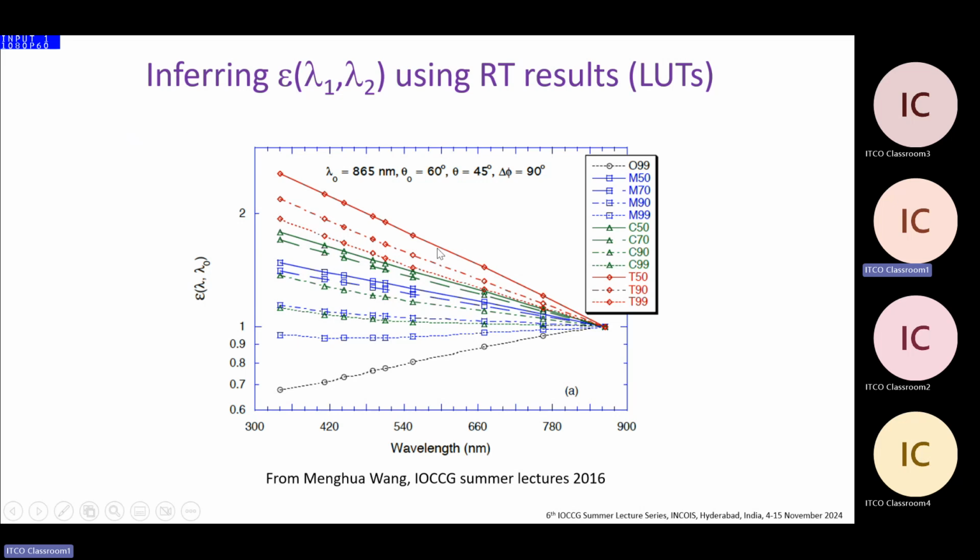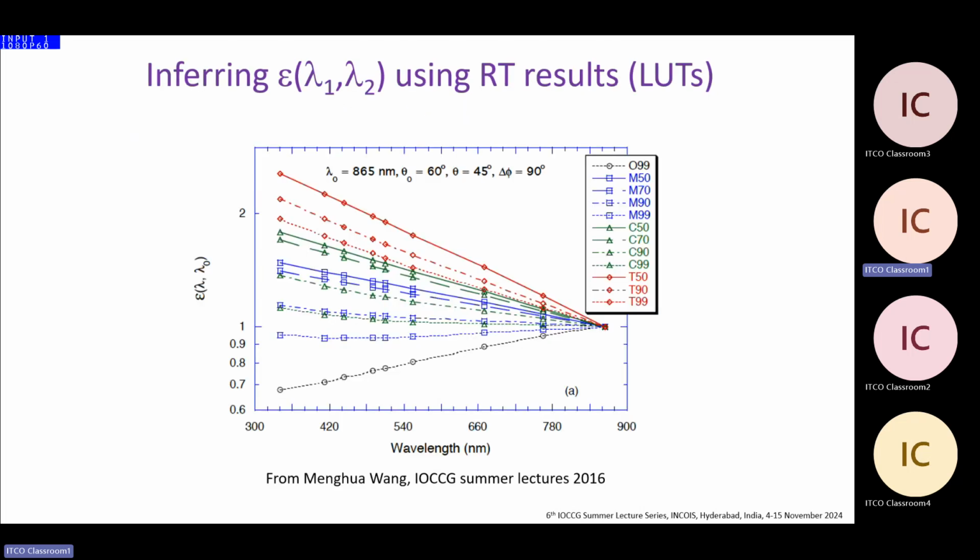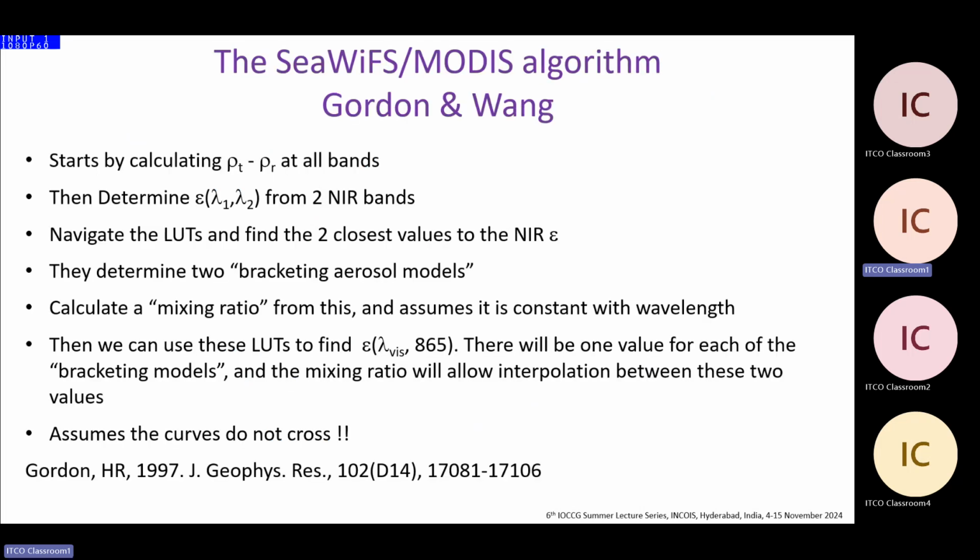Basically, if they find that the epsilon is between these two curves, they will say that the T99 and T50, or whatever it is on the plot, are the two bracketing models. So I know that I'm falling in between these two curves, so I can use these two curves to extrapolate to the visible. The other thing you want to know is where you are between these two curves. Am I just at the middle, or am I closest to this one or that one? That's what they call the mixing ratio. With this, you can extrapolate to the visible, and then you have your atmospheric contribution in the visible, you remove it, and you get to LW.